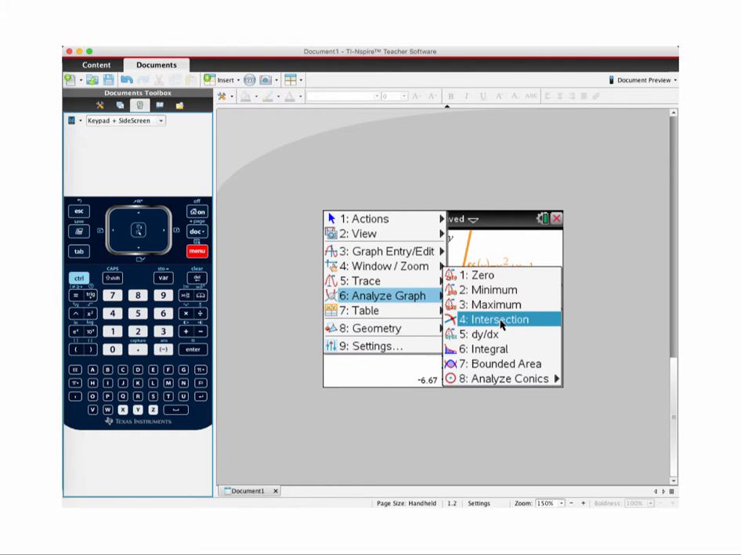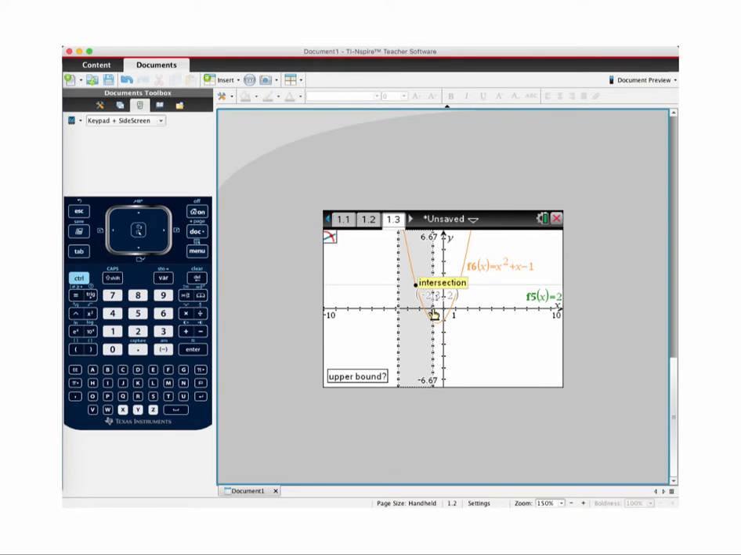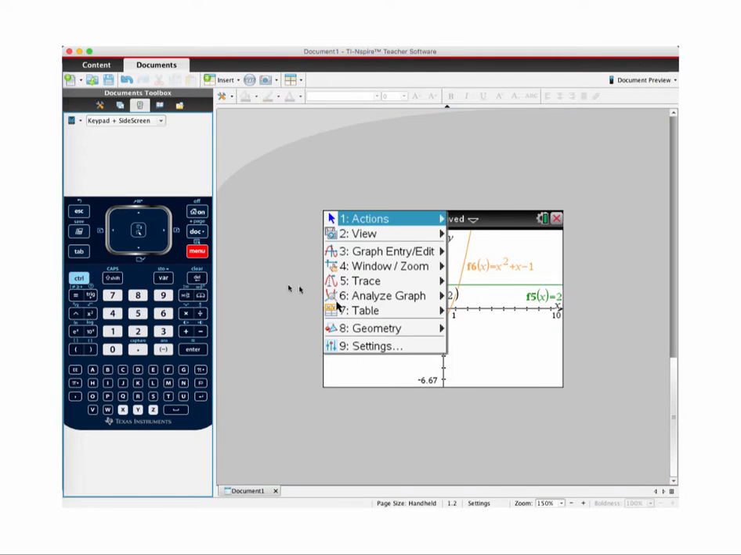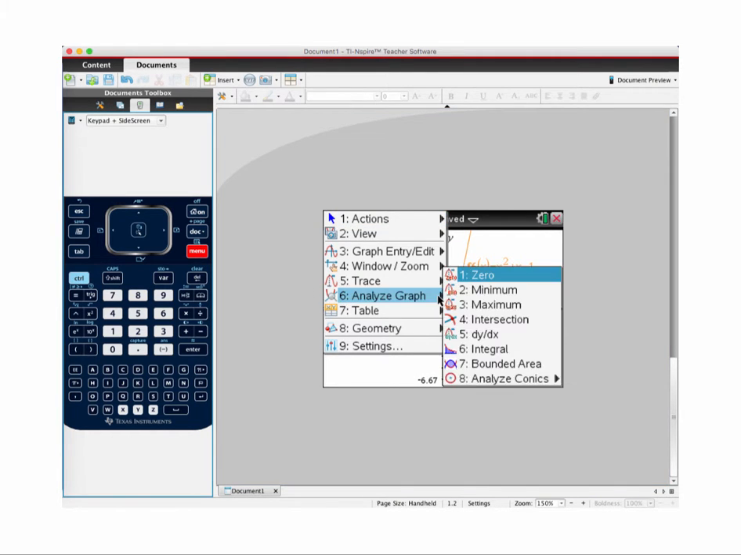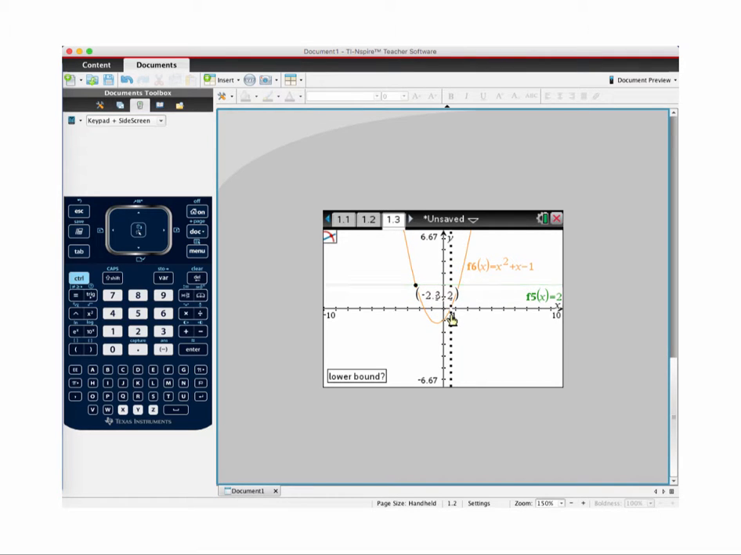Menu, analyze graph, intersection. We get them both. Let's solve for both at once. So we see when x is negative 2.3, x squared plus x minus 1 equals 2. And when x equals 1.3, x squared plus x minus 1 equals 2. So those are the two solutions.